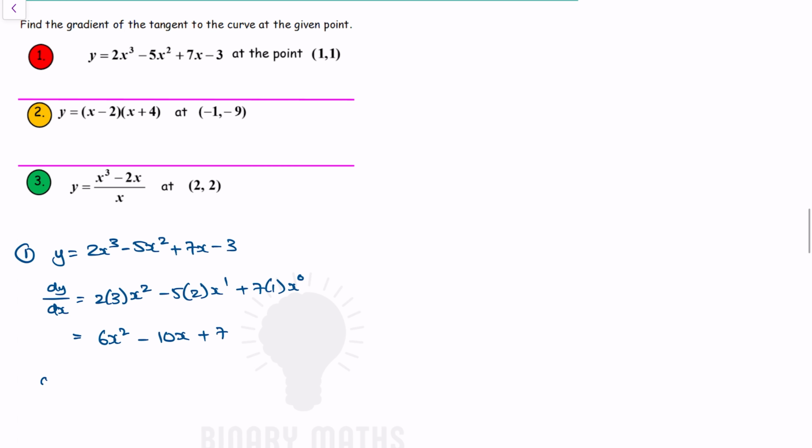Okay, so if you want to find the gradient, you need to work out dy/dx at x equals 1. We're always substituting the x value. So that is 6 times 1 squared minus 10 times 1 plus 7, which means 6 minus 10 plus 7, which is equal to 3. So the gradient at the point (1, 1) is equal to 3.